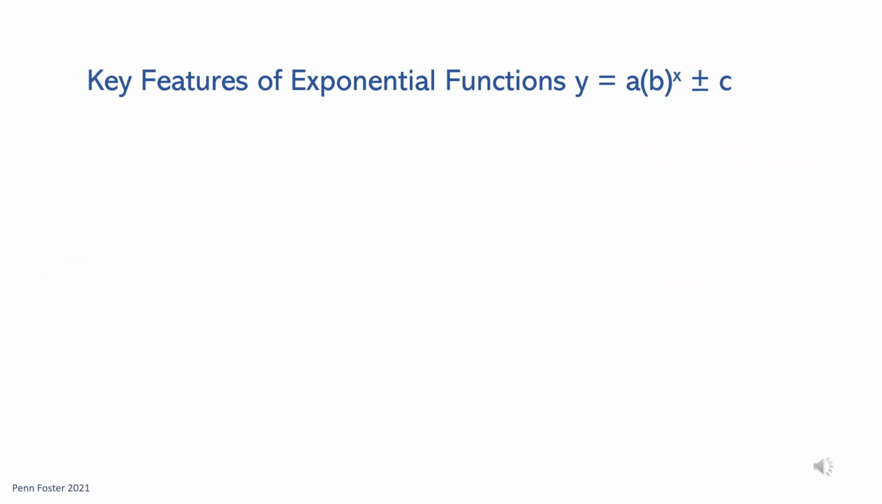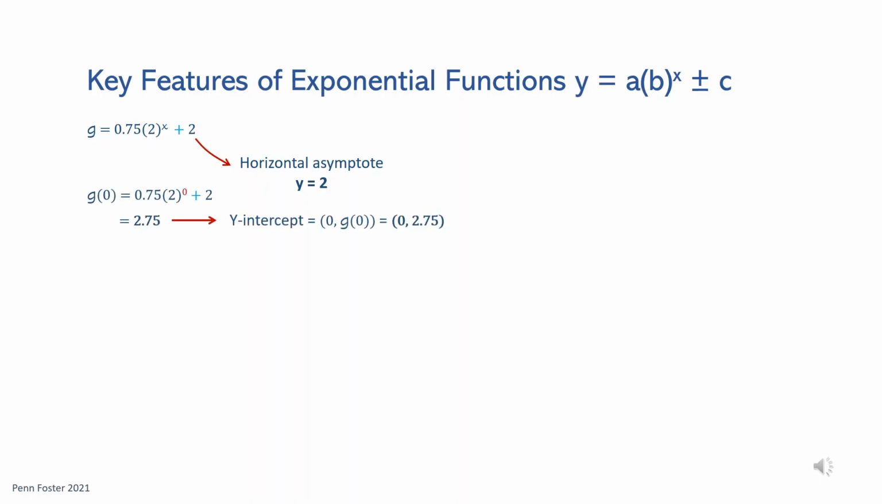Now let's identify the key features of this function without relying on its graph. First, the equation of the horizontal asymptote is y equals 2. The y-intercept of this variation function can be found traditionally by plugging in a 0 in the given function. A shortcut for this calculation is to simply add a plus c, which in this case is 0.75 plus 2. The y-intercept point using either method is (0, 2.75).